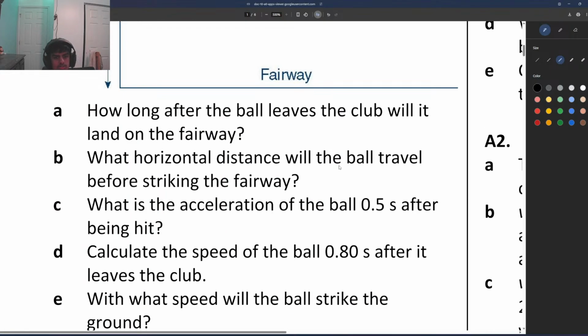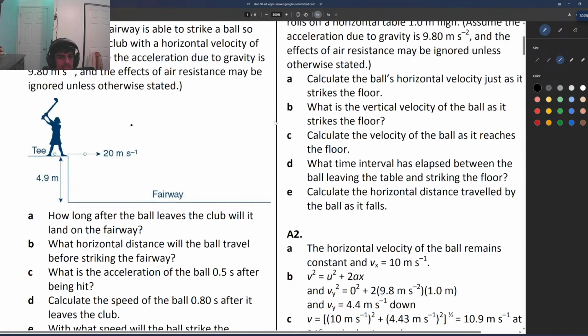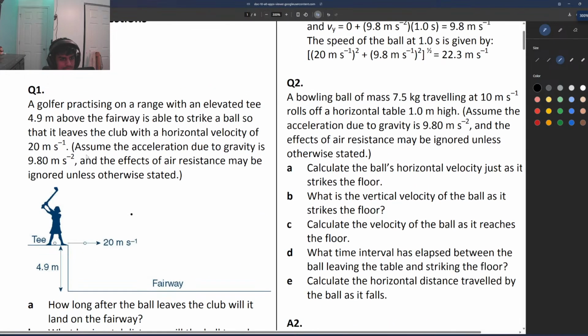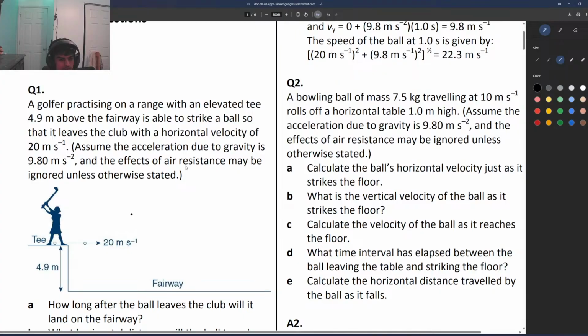Okay, what is the first question? Horizontal. How long after the ball leaves will it land on the fairway? Oh, okay, it's just that thing. So 2V naught sine theta over G, right? Is this FRQ or MCQ?